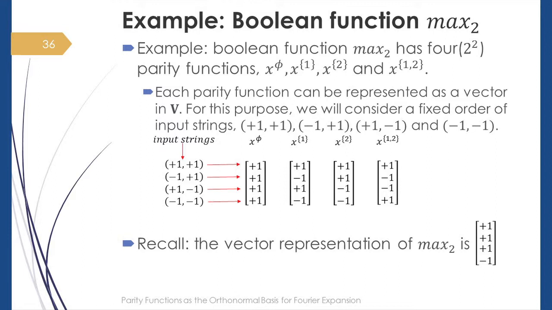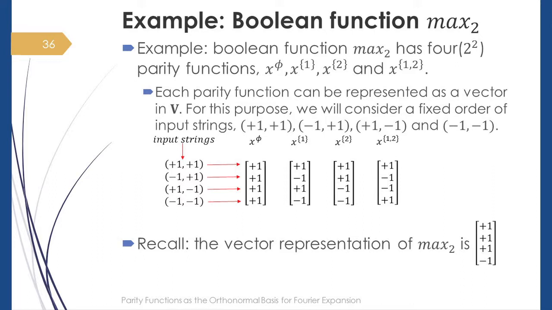So, to close this discussion and convince ourselves that all these threads that we have developed come together nicely and tie them up, we will verify this fact using our favorite Boolean function, max2. So, let us look at this example. We of course will not repeat much about max2 except to say that it has 4 parity functions as its basis, and symbolically the cryptic form is at the beginning of the slide. It is x raised to phi, x raised to 1, x raised to 2, and x raised to the values 1, 2.